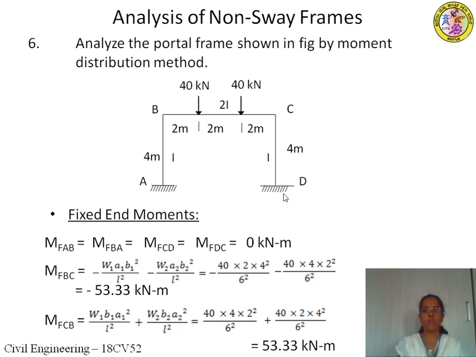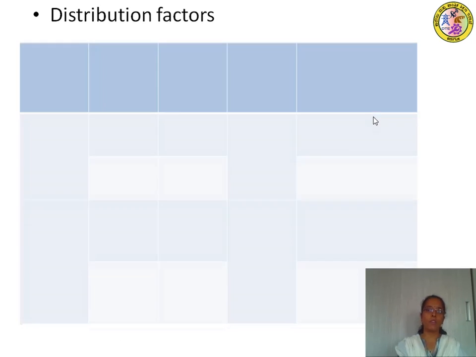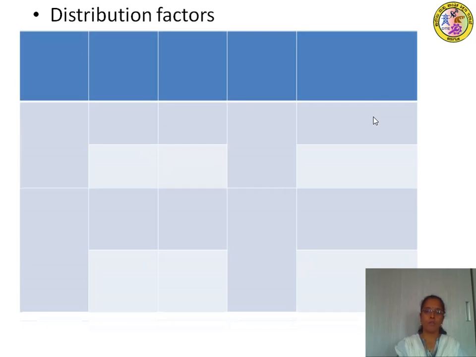Okay, so the far ends A and D both are fixed, and for all intermediate spans we have the relative stiffness as I by L only. Okay, so now we will calculate the distribution factors. So it is calculated in the form of a table.